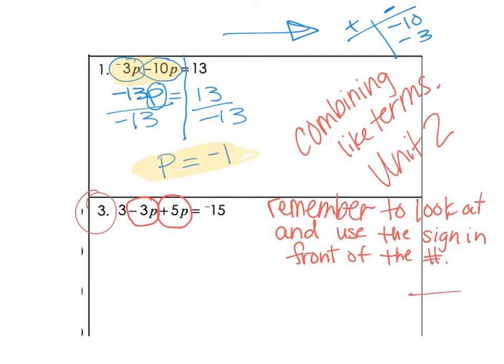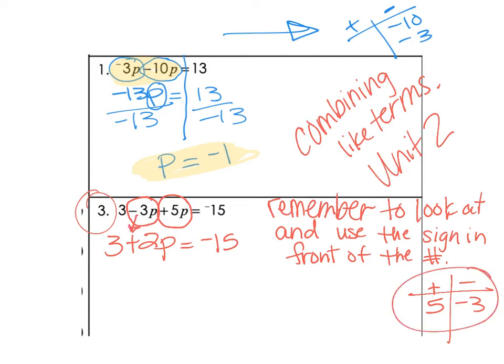So I'm going to make my t-chart. I have positives and negatives. I have negative 3 and I have positive 5. So they're on different sides of the line. So I'm going to subtract them. So 5 take away 3 is 2, and 5 is a bigger absolute value. So it's going to be 2p, and we're going to keep the positive, and because the 2p is a positive, equals negative 15. So notice this changes because of over here. So be careful about that, okay?